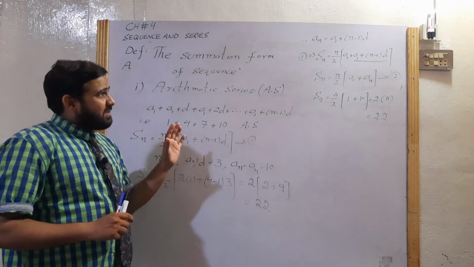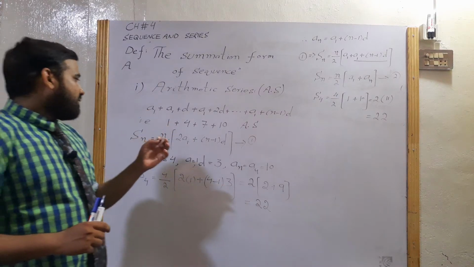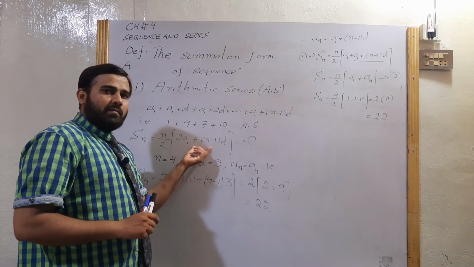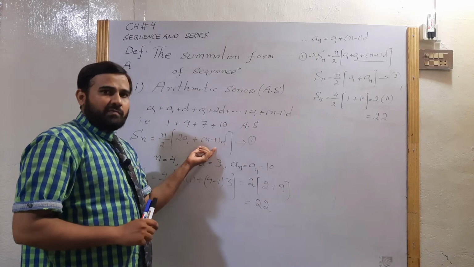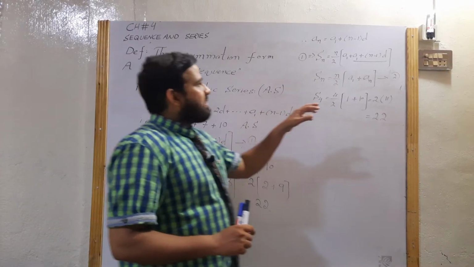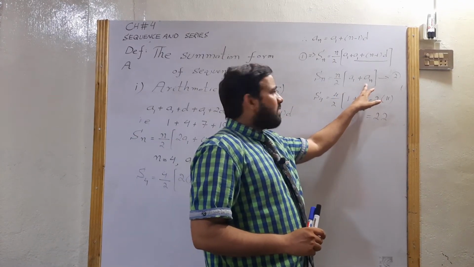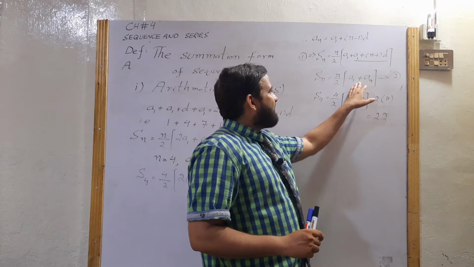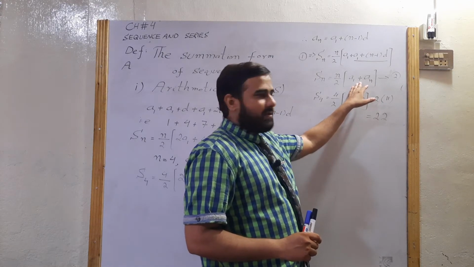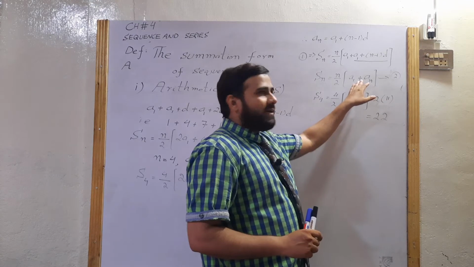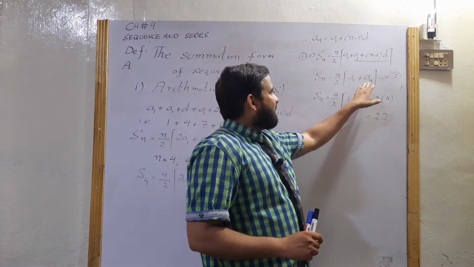What is the difference between these two formulas? If the last term is not given, we use formula number 1. If the last term is given, then we use formula number 2. In this case, there is no common difference given. Only the first and the last term is given.